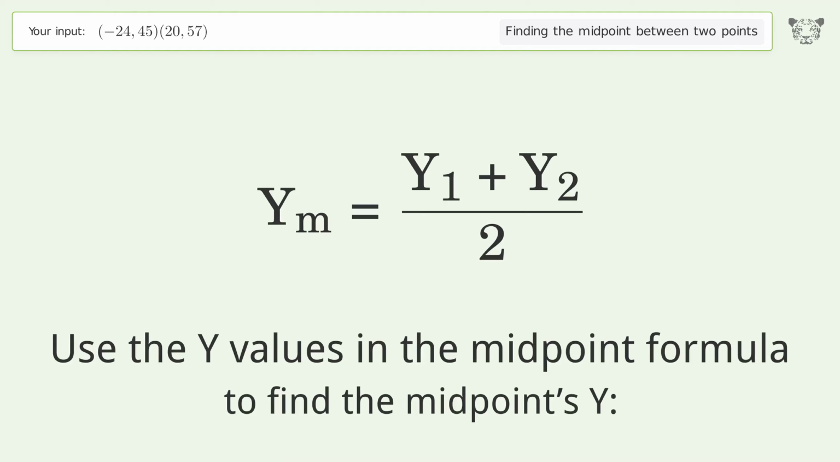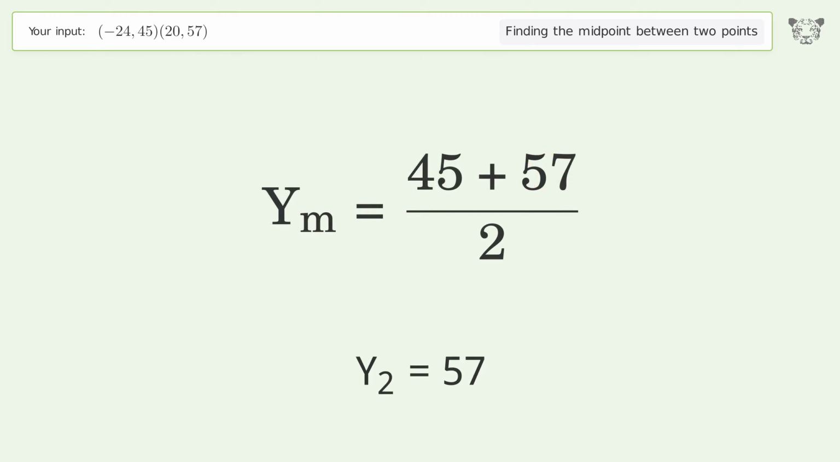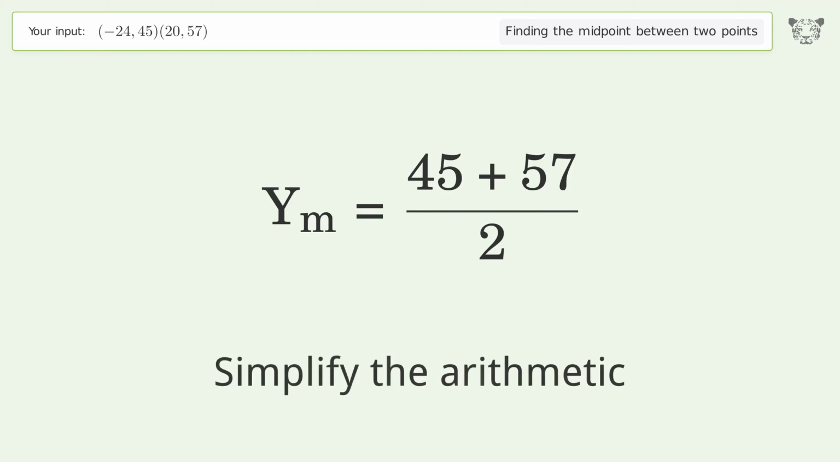Use the y values in the midpoint formula to find the midpoint's y. y1 equals 45. y2 equals 57. Simplify the arithmetic.